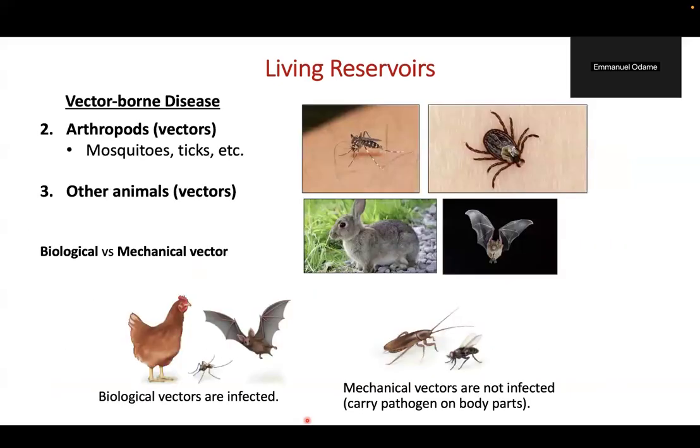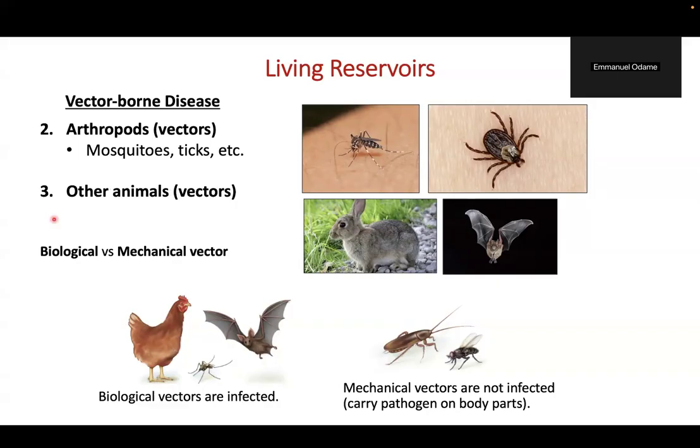So not only humans can be living reservoirs. They are the most common one. Another common one is arthropods or vectors. So arthropods or insects. Basically, they can come from mosquito bites, ticks. They can suck your blood and then move it to the next person. And then the third category is other animals or other vectors.